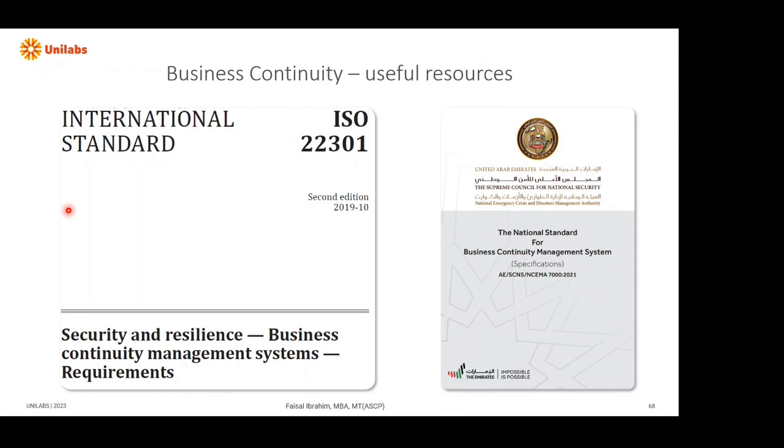And if you want a document for free, I definitely recommend the NCEMA standard, the National Standard for Business Continuity Management System. You can take a screen print of it. You can just download it as well. It's available for free. They have 2 different documents. One was published, I think, back in 2015, and then this one is published in 2022.